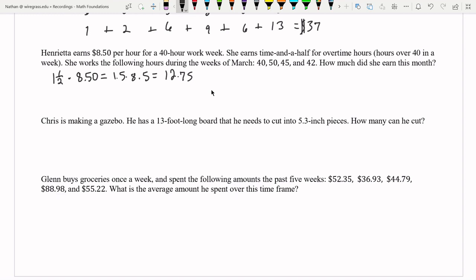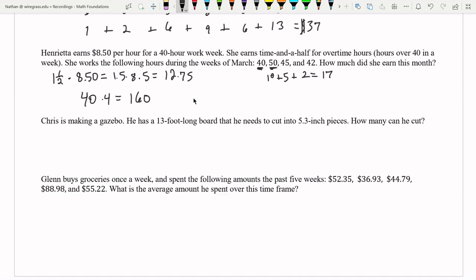So the question is how many hours did she work over 40 hours? Well, she didn't work any for the first week, but we can see here that she worked 10 hours over 40. We have 10 from the 50. She worked 5 hours over 40 from the 45, and she worked 2 more hours on the 42. So in total, she worked 17 overtime hours. She also worked 40 times 4, or 160 normal hours. So in total, she worked 160 normal hours and 17 overtime hours in the month of March.